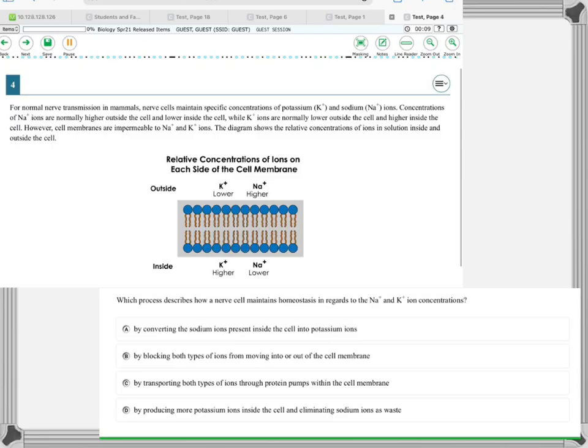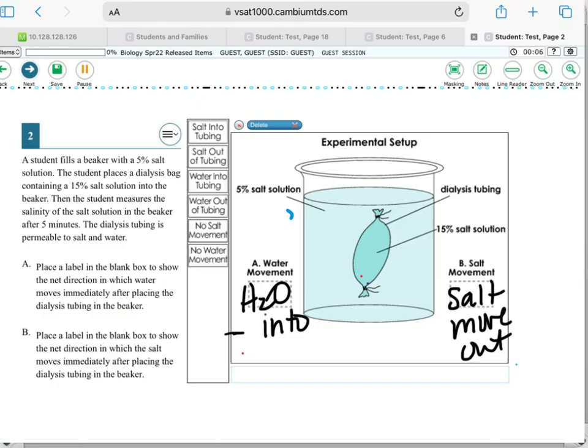So by converting sodium ions in the cell to potassium, can your cells do that? No. By blocking both types of ions from moving in or out? No, also not true. By transporting both types of ions through protein pumps in the cell membrane? I like that. We've talked about protein pumps. By producing more potassium in the cell. You can't make potassium in your cells. No living thing can. Potassium is made inside of dying stars, and it comes from soil on our planet, so that's not it. It is C.